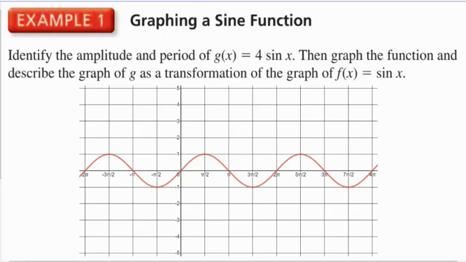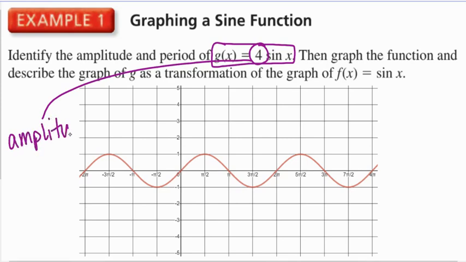First, example 1, we want to graph a sine function. Okay, so I have the parent sine function already done on this graph. What we want to do is graph g of x equals 4 times the sine of x. That 4 right there is specifically going to change what we call the amplitude. So the amplitude is 4.